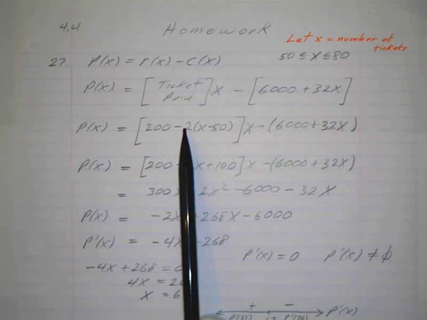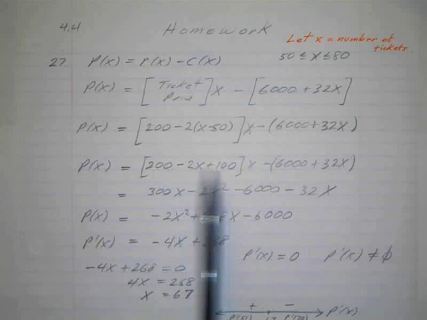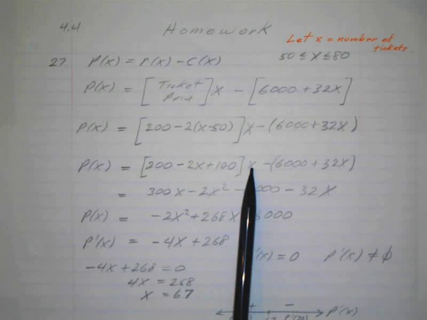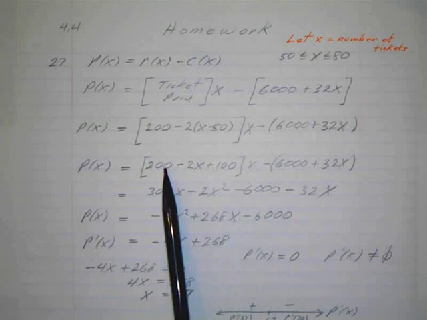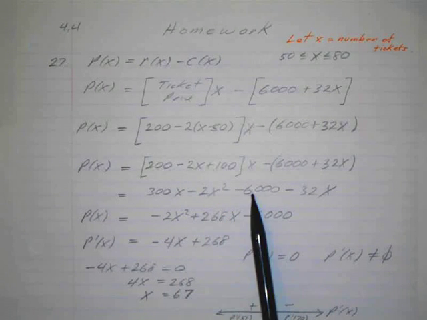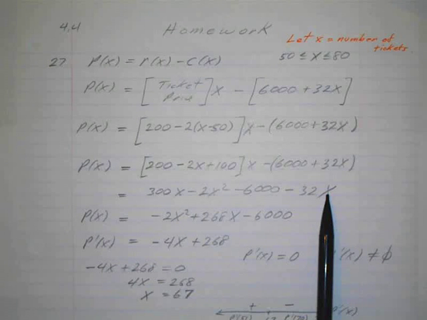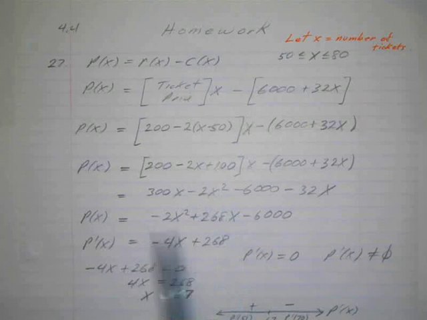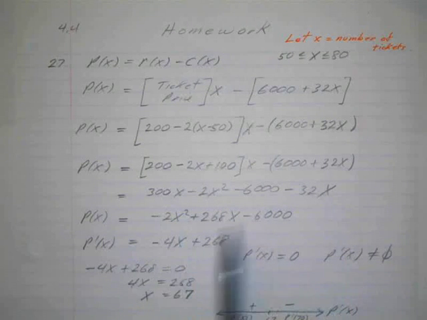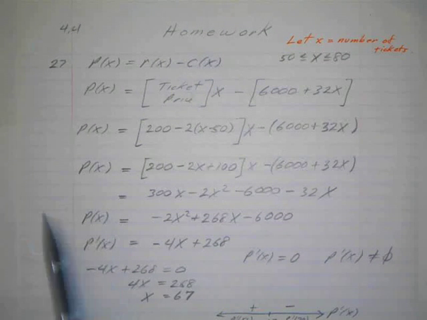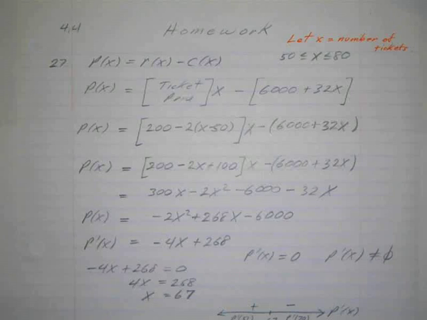First of all, I simplified this side here, negative 2x plus 100. And then I can combine this, it'd be 300 minus 2x, and I multiply that times 100 at the same time. So I got 300 plus 100x, 200x plus 100x is 300x minus 2x squared. And then over here I had negative 6,000 and negative 32x. Then I can combine my x's, so I've got negative 2x squared, 300 minus 32 is 268x minus 6,000. So finally I've got my profit function all simplified.